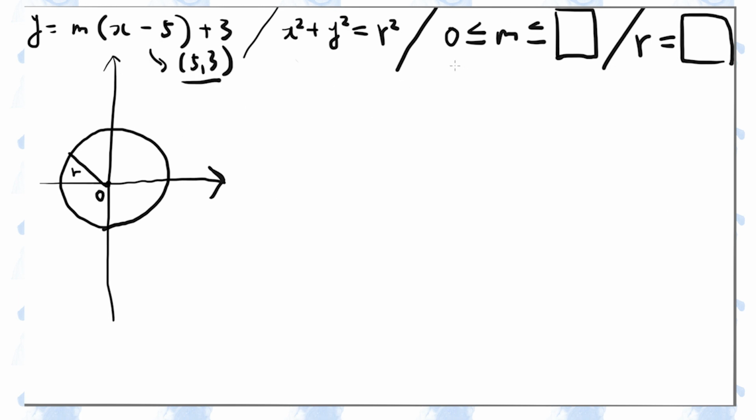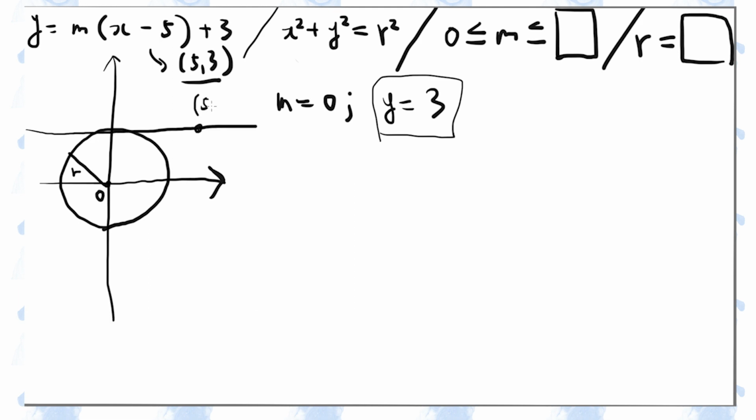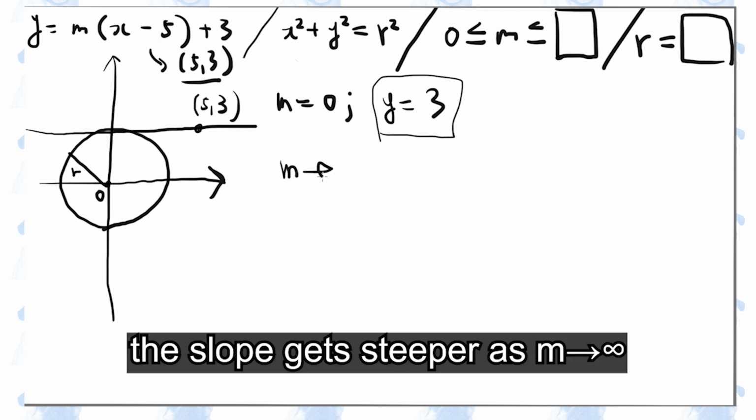So let us first of all consider the case where m is 0. When m is 0, y is 3. And this is a horizontal line. And this line has to either touch or intersect the circle. This horizontal line touches the circle instead of intersecting it. And this line goes through the point (5, 3). And as the value of m increases, the slope of this straight line will move like this.